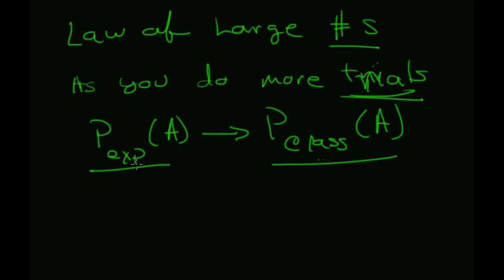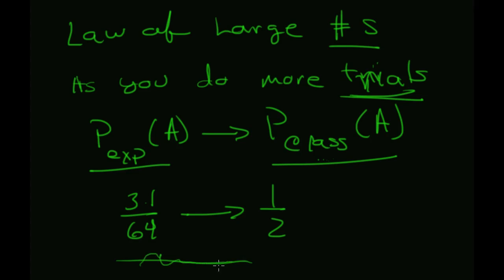So in our example, like I could have gotten 31 out of 64 heads, which is pretty close to 1/2, right? Ultimately, if I keep flipping that coin, it's a fair coin and I'm recording things accurately, this number should be getting closer and closer to 1/2 as I do more trials. Okay, so this is my law of large numbers. Not every time I do a trial, but it's going to tend toward that classical probability.